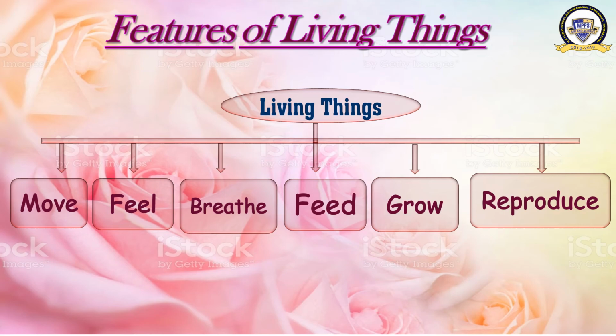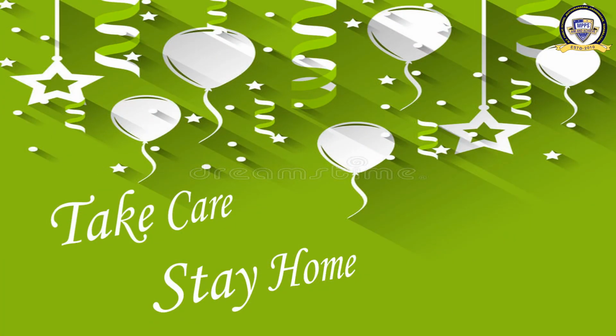The next feature is growing. Growth is a feature only of living things. We take food and it helps us to grow. The last feature is reproduction. Only living things can reproduce their own kind. Non-living things cannot reproduce their own kind. So these are the topics we learned today. The first chapter is completed. I think you have got all the things of the chapter. You got it understood? Good.